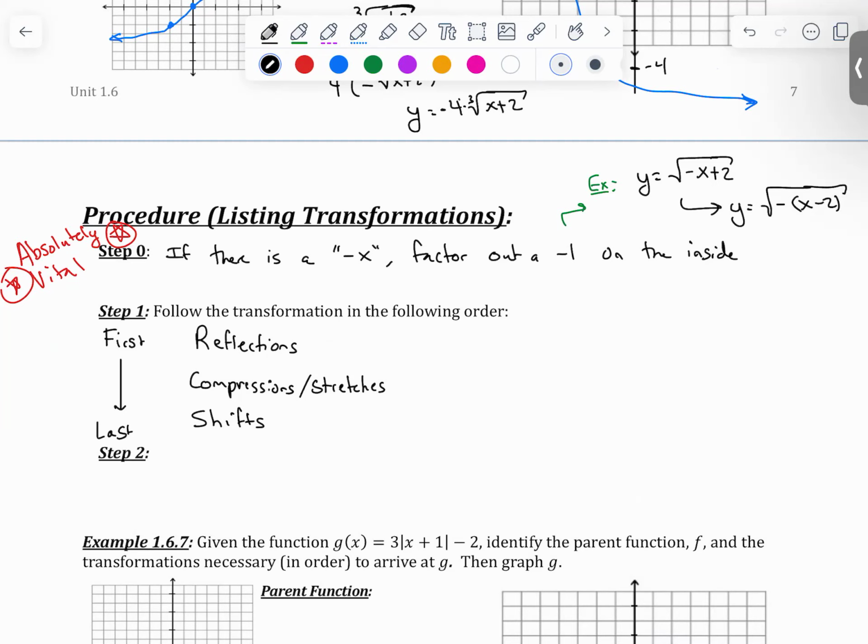This is the reason why I called them compressions instead of stretches, because then we can have a little memorizing technique: RCS. And the mnemonic device is: these transformations are really cool stuff.